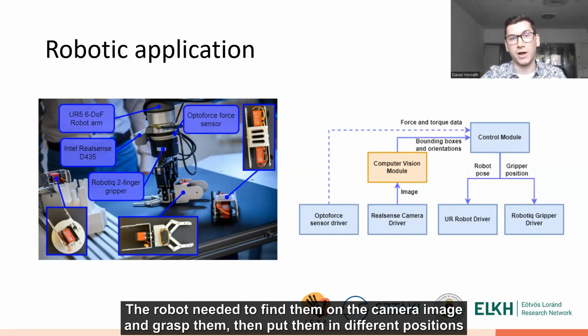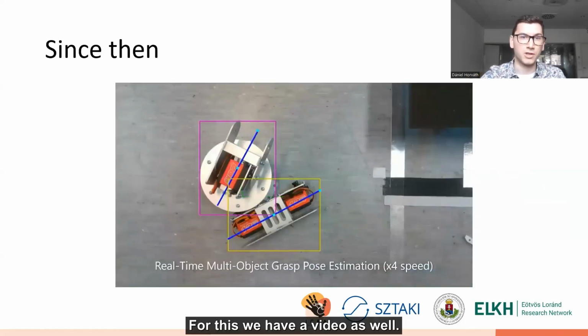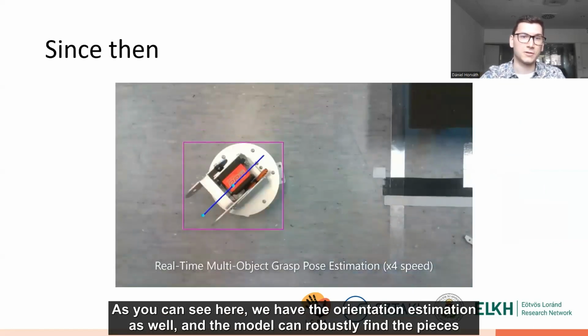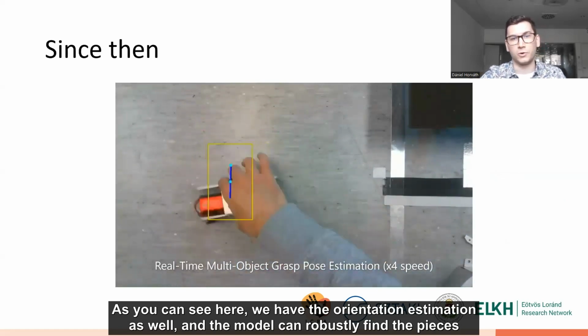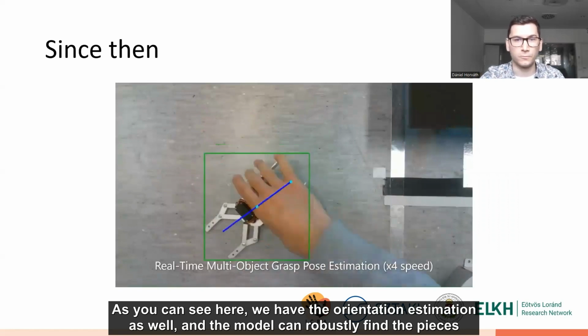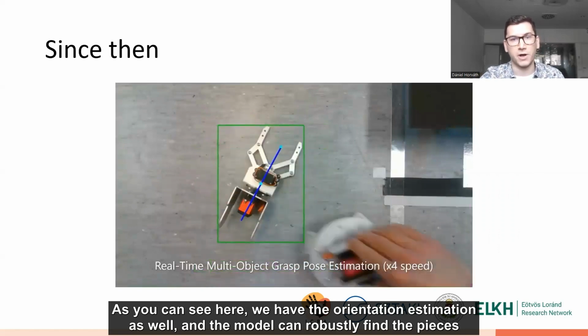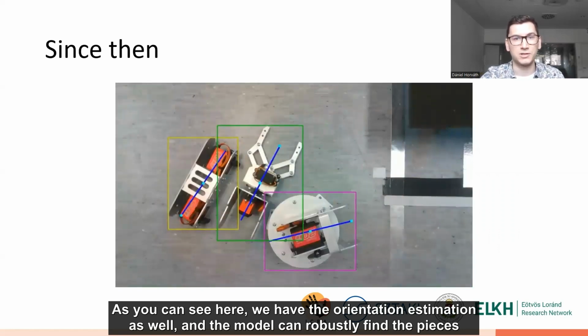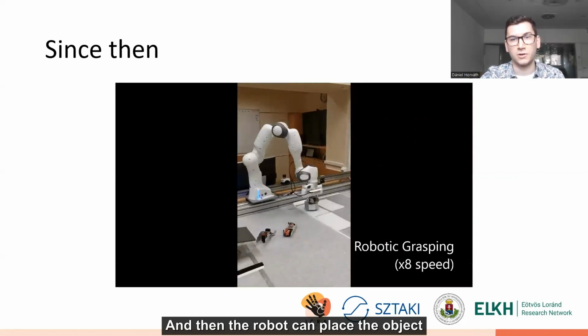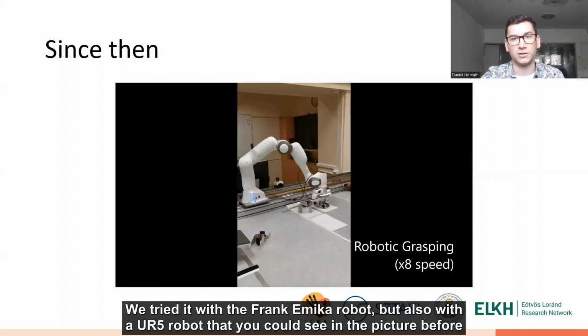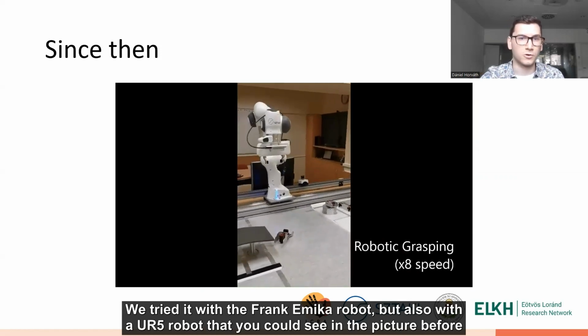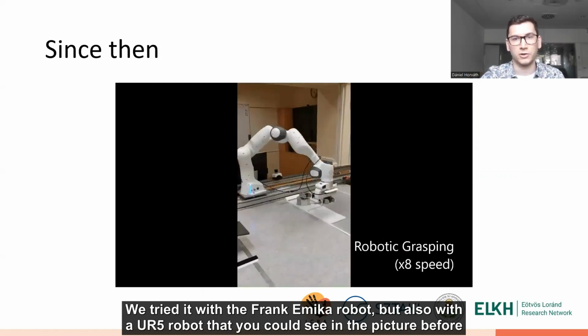And we have a robotic application where we use 3 different types of objects, and the robot needed to find them on the camera image and then grasp them and put them in different positions. And for this, we have a video as well. As you can see here, we also have the orientation estimation, and the model can very robustly find the pieces, and then the robot places the objects. This is a different robot. We tried it on this Franka Emika robot, but also on the UR5 robot that you could see in the picture before.